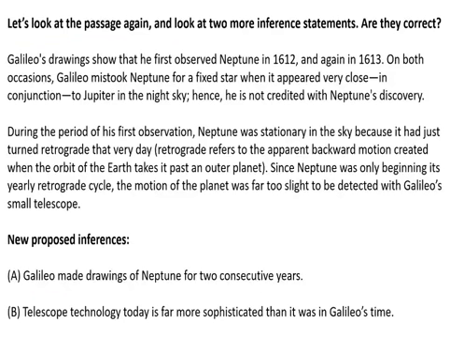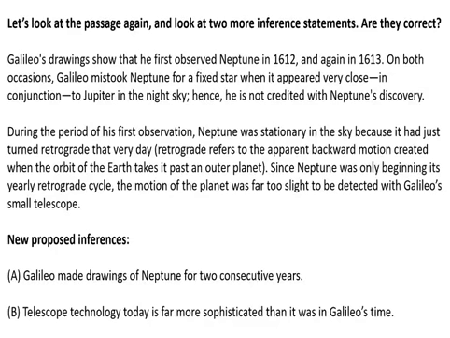Okay, so we're back at this passage, and I want you to look at it again, and I want you to check it against the new inferences I'm suggesting might be valid. Read the passage, look at the inferences, decide whether they really are valid. So, pause the video, do that, and then we'll talk about this. Welcome back. Okay, so the newly proposed inferences are Galileo made drawings of Neptune for 2 consecutive years, and telescope technology today is far more sophisticated than it was in Galileo's time. Let's take a closer look at this.